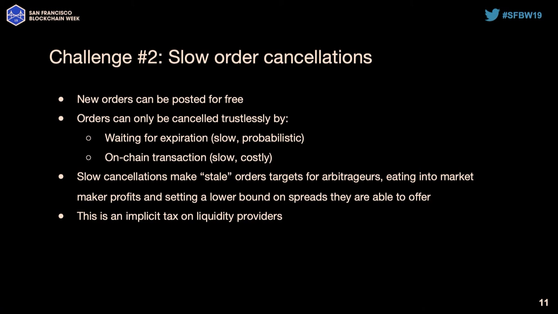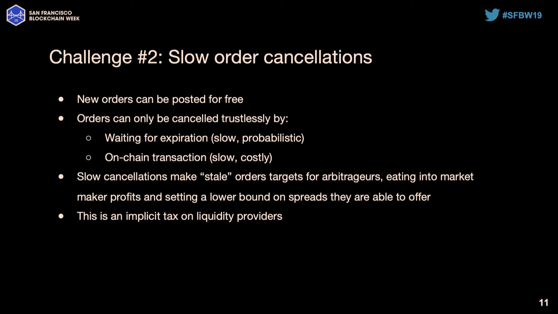There are two ways to cancel orders within the protocol. You can either wait for that order to expire. So this is slow because you have to wait some amount of time, and it's also probabilistic. You don't really know what the timestamp of the next block is going to be. Also, if someone comes in and fills your order right around the edge of expiration, it's uncertain if that order is going to be mined or not. And there could also be small reorgs that end up affecting your orders getting filled or not.